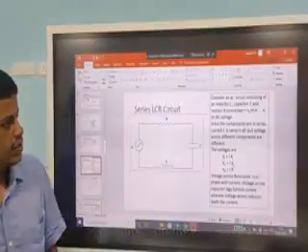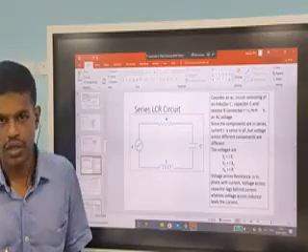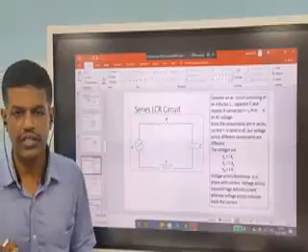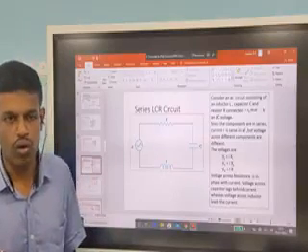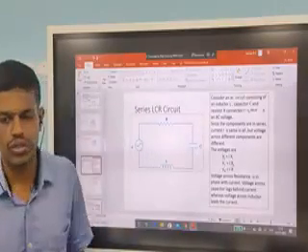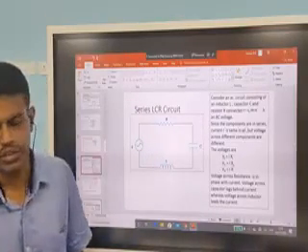So having learned the behavior of AC with an inductor and capacitor, now we are in a position to see what happens when AC is applied to a circuit where all these elements are present. An LCR circuit, where we have an inductor, capacitor and resistor.